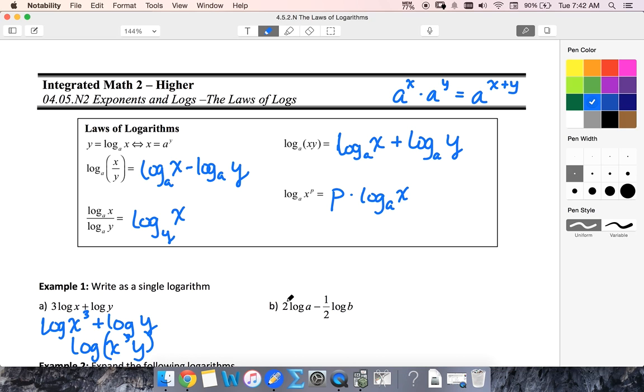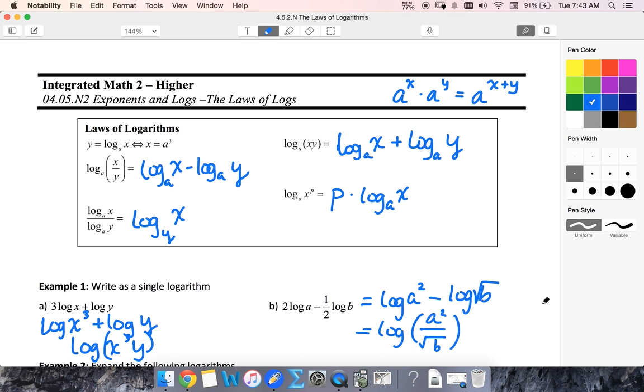Same idea here. Now I have 2 exponents to bring up. So 2 log a turns into log of a squared minus log of b to the half power. Instead of writing b to the half power, I'm going to write the square root of b. And now subtraction tells me that I can rewrite that as a single log with a quotient. So quotient a squared divided by root b.